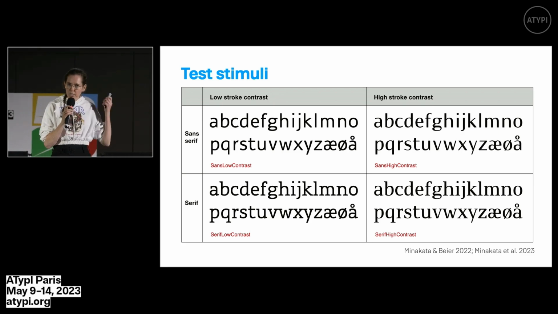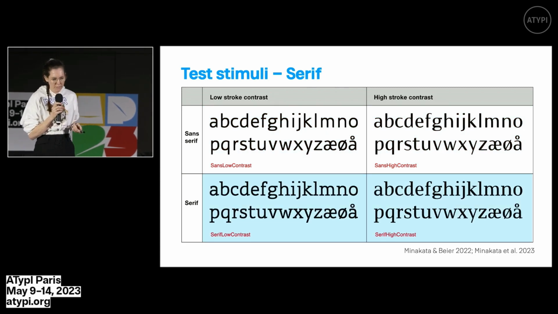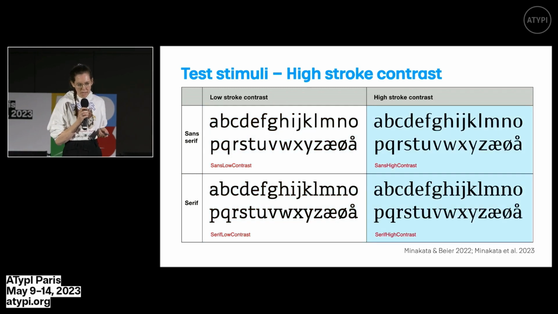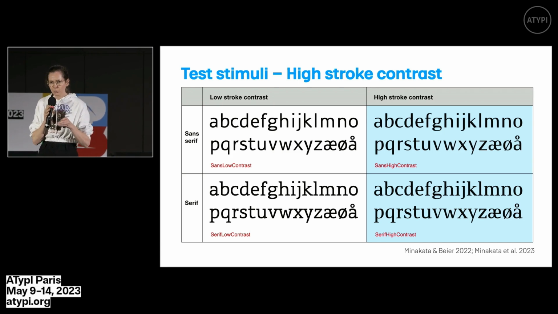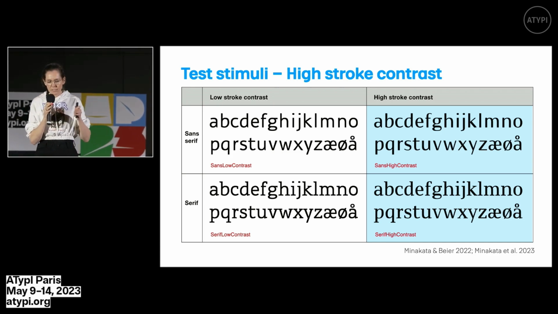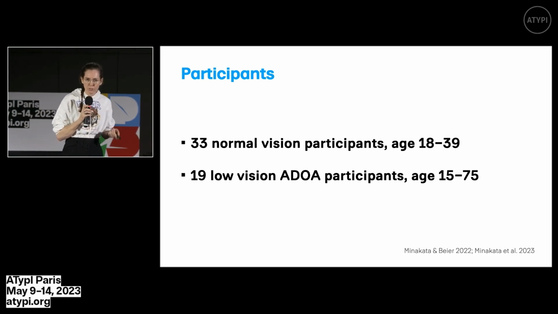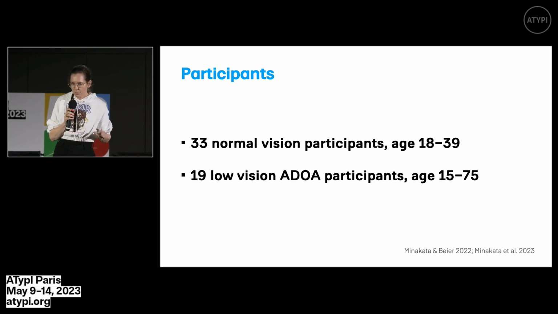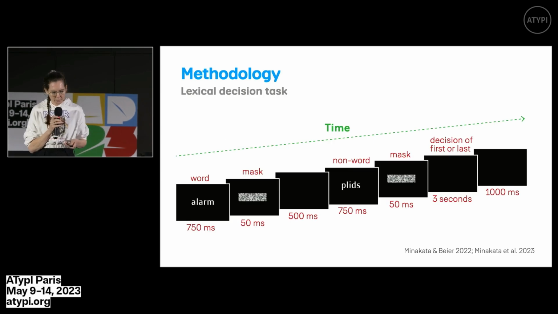So for that purpose, we designed these 4 fonts. So here we have sans serif fonts, serif fonts, low stroke contrast, and high stroke contrast. So by having these 4 different fonts, we can isolate these 2 variables and see how they relate. We tested normal vision people, young normal vision people, and then we tested 19 low vision people with this specific diagnosis having a broader age range.